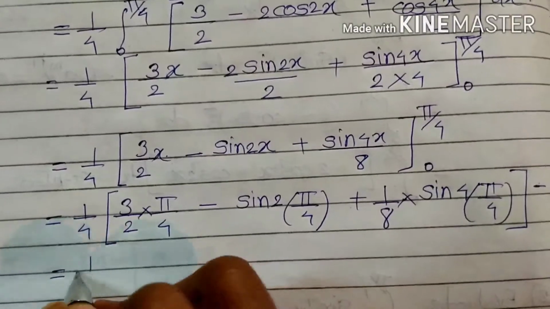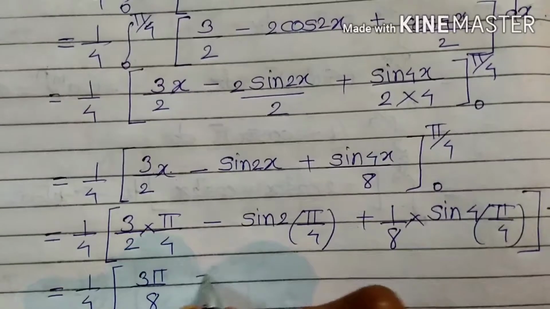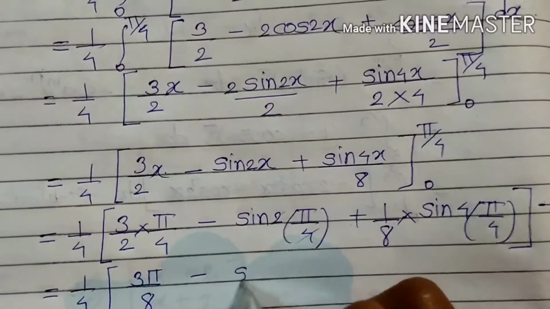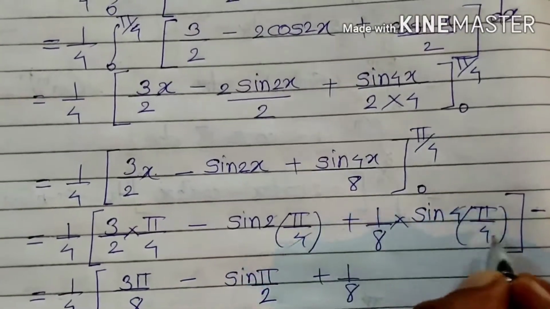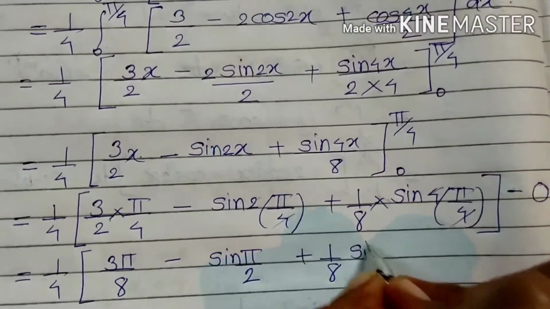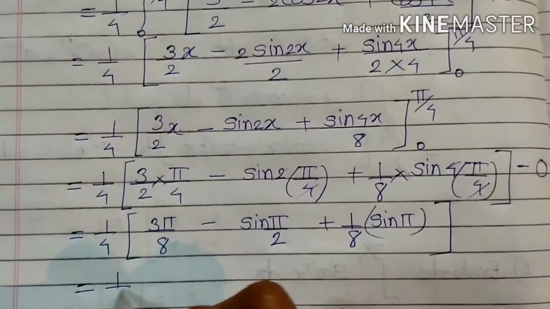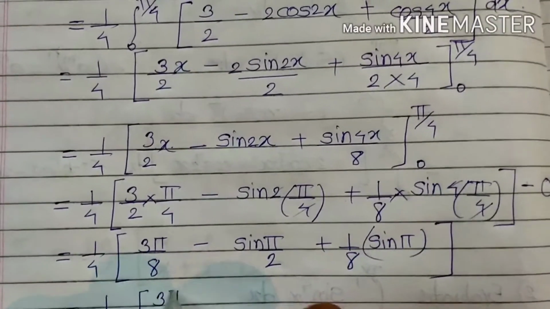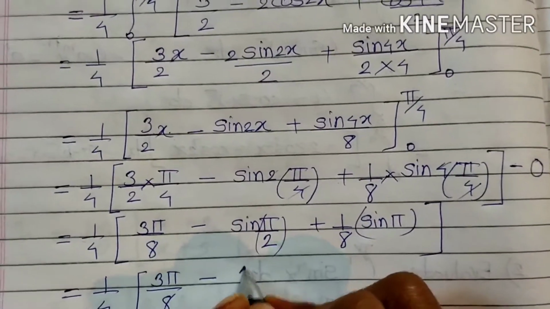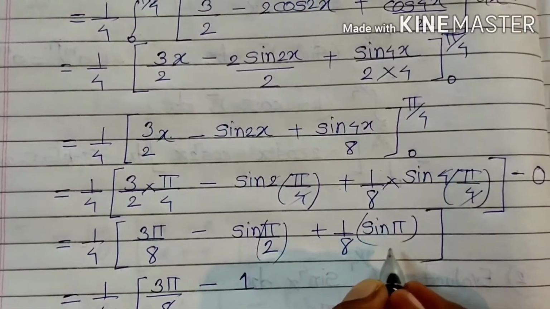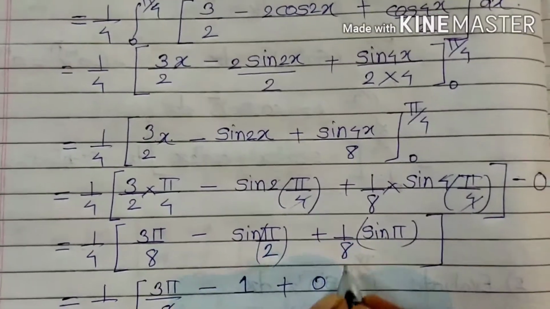Now calculate. It is a simple calculation. So it is 3 pi upon 8 minus, 2 2s are 4, so sin pi by 2, plus 1 by 8. This 4 get cancelled and we get sin pi. Okay. Now our next step, 1 by 4, 3 pi upon 8. We know that the value of sin pi by 2, that is 90 degrees, is 1. And sin pi, sin 180, is 0, so it is 0. 0 into 1 by 8 is also 0.